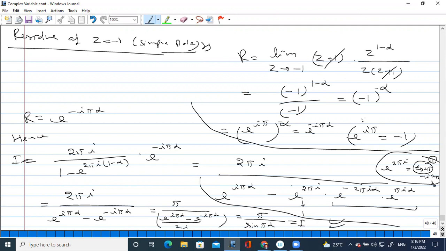Okay. So you have to develop this much of a skill, how to convert this into the answer. Note down this. So your final answer is I equal to pi upon sine pi alpha. If you want to leave this type of question, you can leave, but once you have to go through it, because it is in the syllabus.